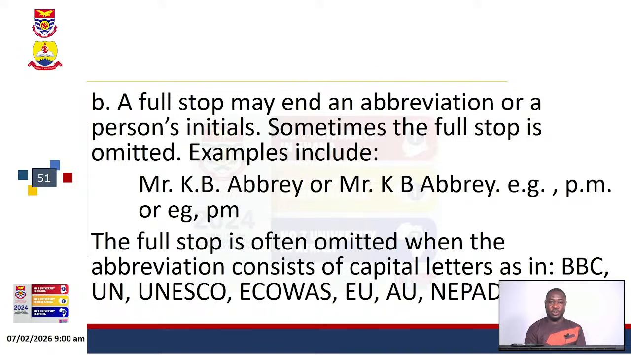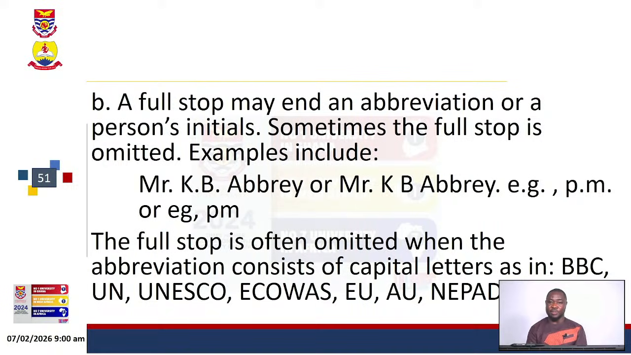Good. The full stop can also or may be used at the end of an abbreviation. We saw this earlier when we were talking about note-making, note-taking. Do you remember? Okay. A full stop may end an abbreviation or a person's initials. Sometimes the full stop is omitted. Example, Mr. K.B. Abre or Mr. KB Abre. Example again, P.M., prime meridian, or PM, just without the full stop.